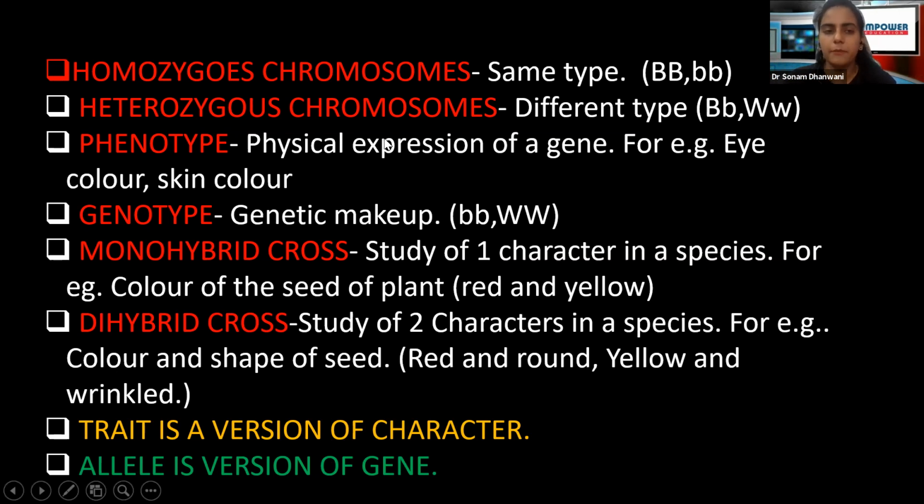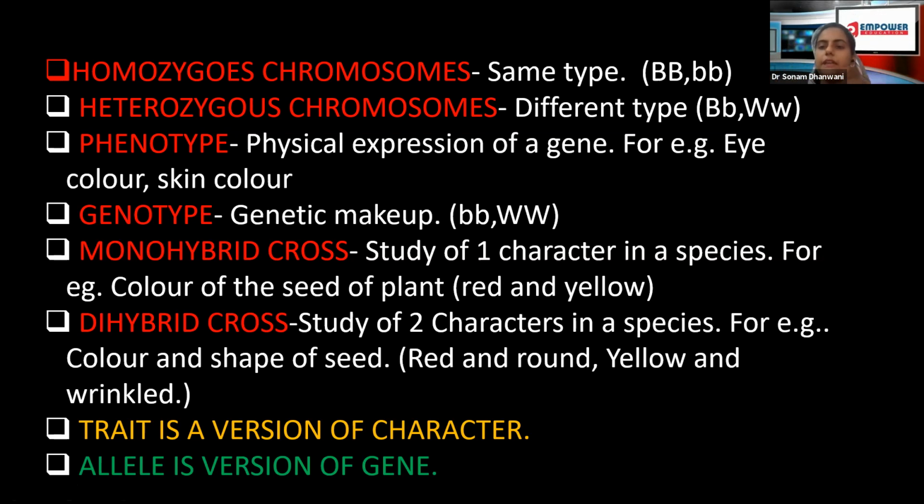ये जो हम बोल रहे हैं ना यहाँ पे, skin color, eye color, ये सब जो changes हैं, features जो हैं हमारे, that is a trait basically. So trait is the version of character. Okay, these are characters that we are picking, right? या तो eye color, या तो skin color, या hair color. These are characters. So traits is a version of the characters, and allele is a version of the gene.